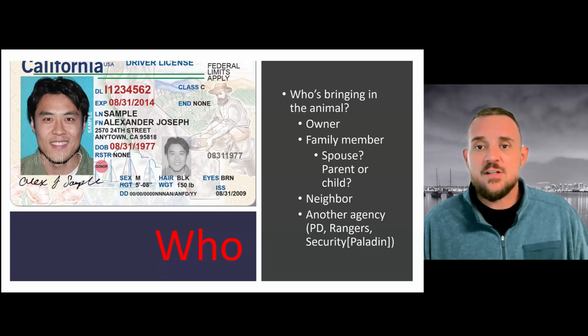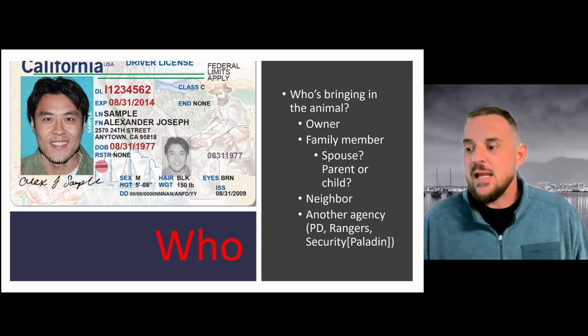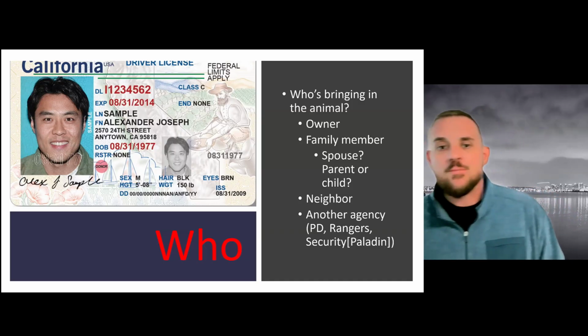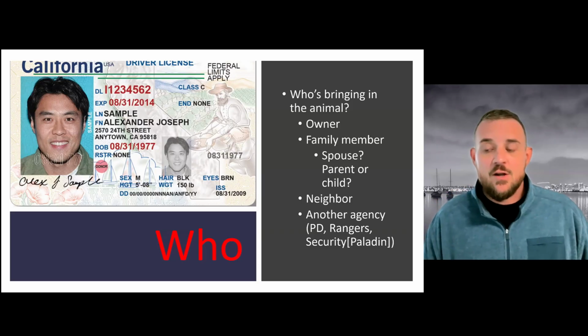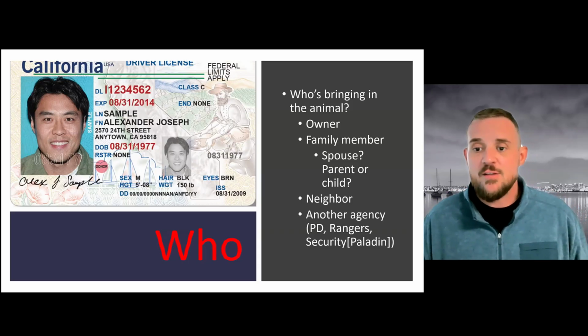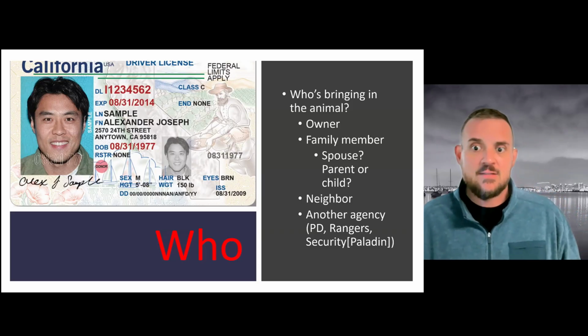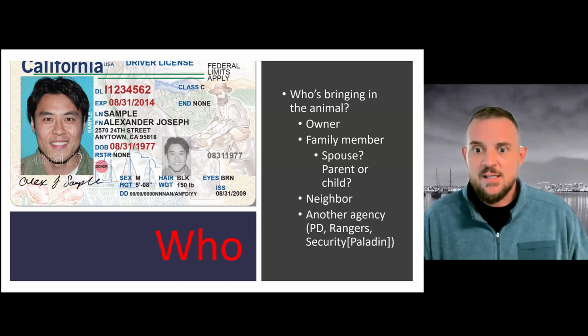So still on the who, here's an example of a California driver's license. You also really need to pinpoint who this person standing in front of you is. Who's bringing in the animal? Is it an owner, a family member, spouse, parent, child, neighbor, another agency? Sometimes we get owner surrenders that come in and they're not in really good shape. And you might have some concerns and want to talk to the officer, or the officer happens to walk by and is like, hey, I'm concerned about that dog.